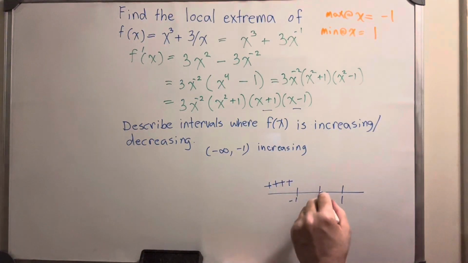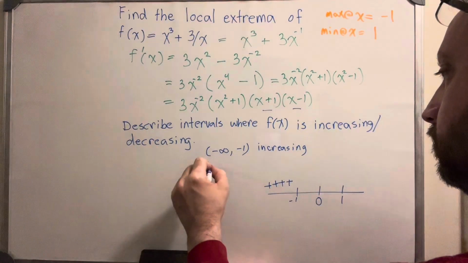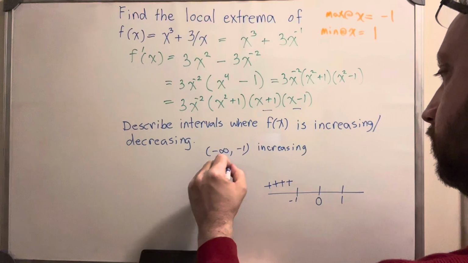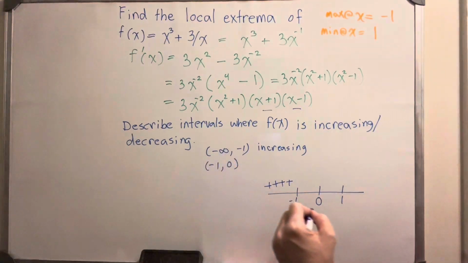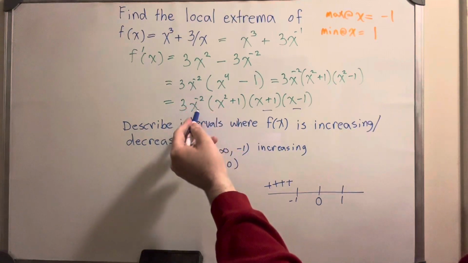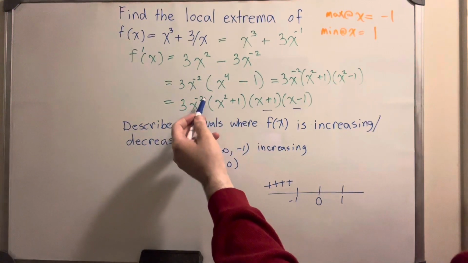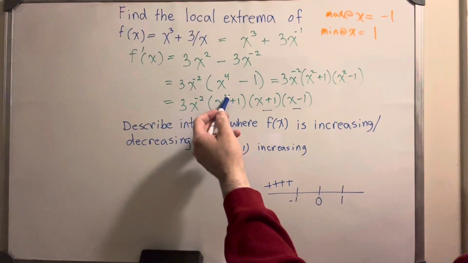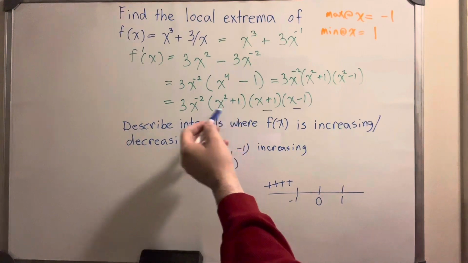How about from negative 1 to 0? This would be a positive value because of this square. This is squaring something and adding a positive value. This would be positive still.